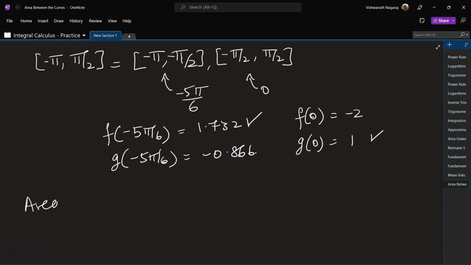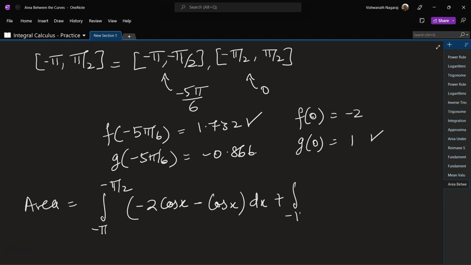So area would be equal to the integral from minus pi to minus pi by 2 of, which is higher, f is higher, so minus 2 cos x minus cos x dx, plus the integral from minus pi by 2 to pi by 2. Now here g is higher. So cos x minus minus 2 cos x dx.